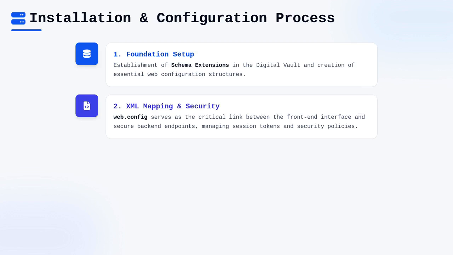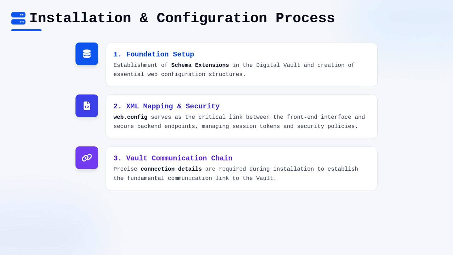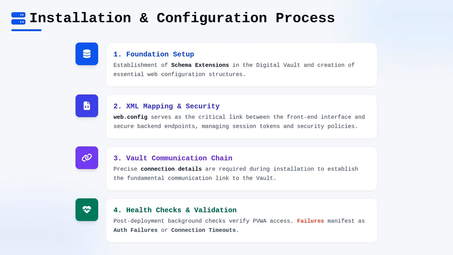During the installation, the installer will prompt for connection details to the vault. Accuracy here is paramount, as this creates the foundation for your communication chain. After the files are deployed and the application pool is initialized, the system performs a series of background health checks to verify that the PVWA can reach the vault's core services. Any misconfiguration found during this phase will usually manifest as an authentication failure or a service connection timeout in the vault logs.